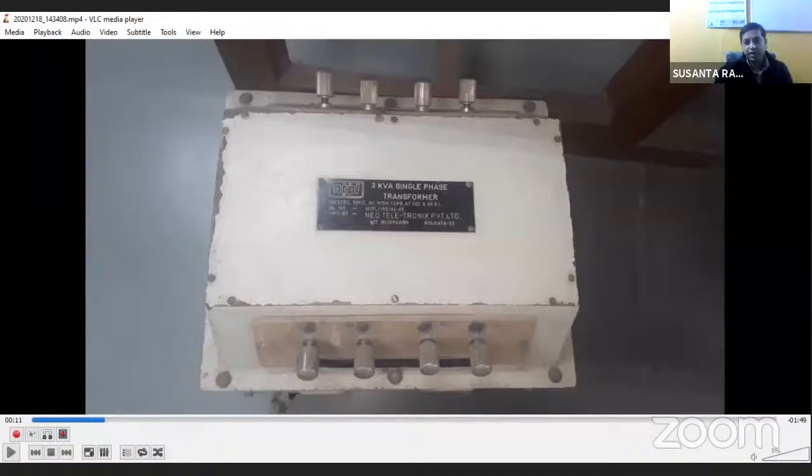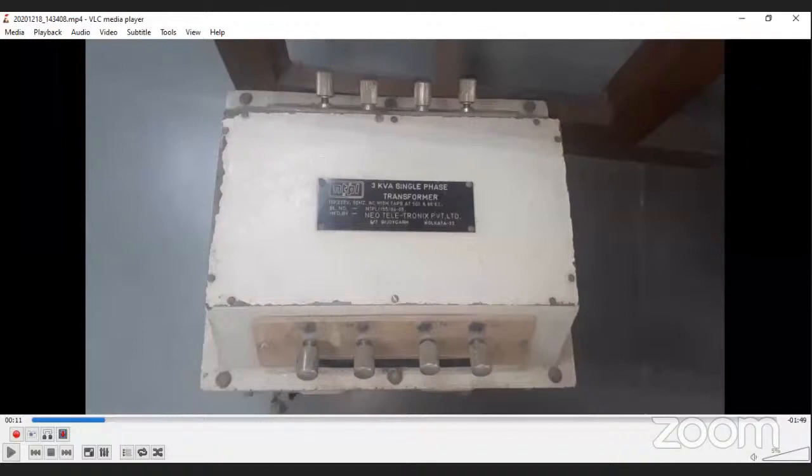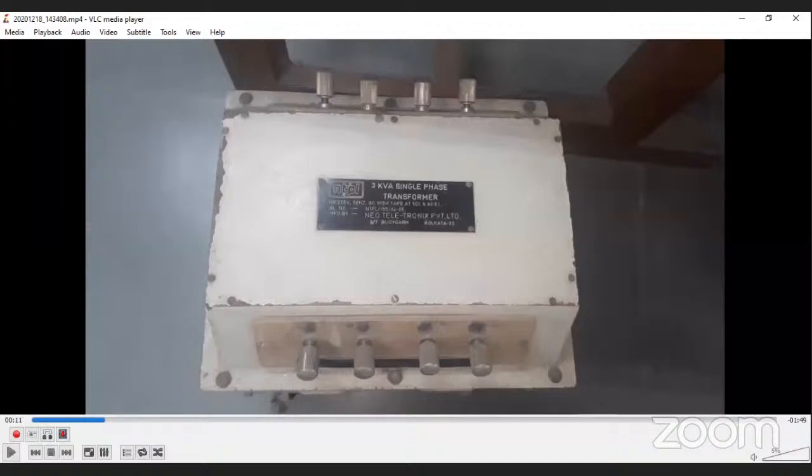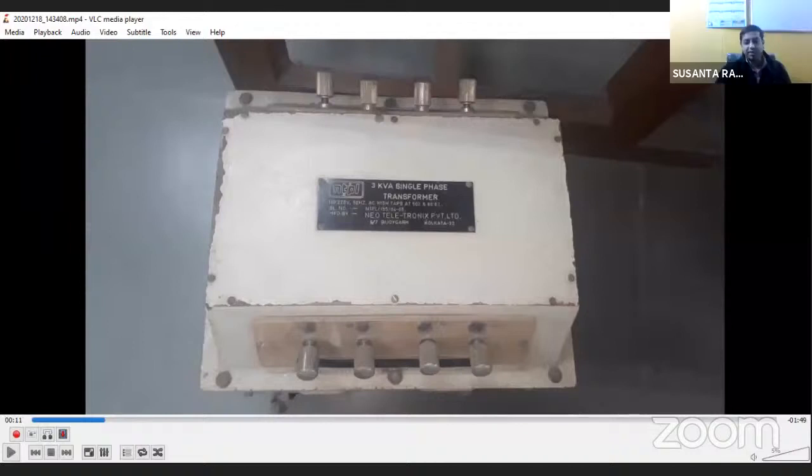Now, if it is a 2-winding transformer, then how many terminals should it have at minimum? Suppose it's a 2-winding single phase transformer. So minimum how many terminals should be there? 4, sir. 4. But here you have 8. So what are the other terminals?